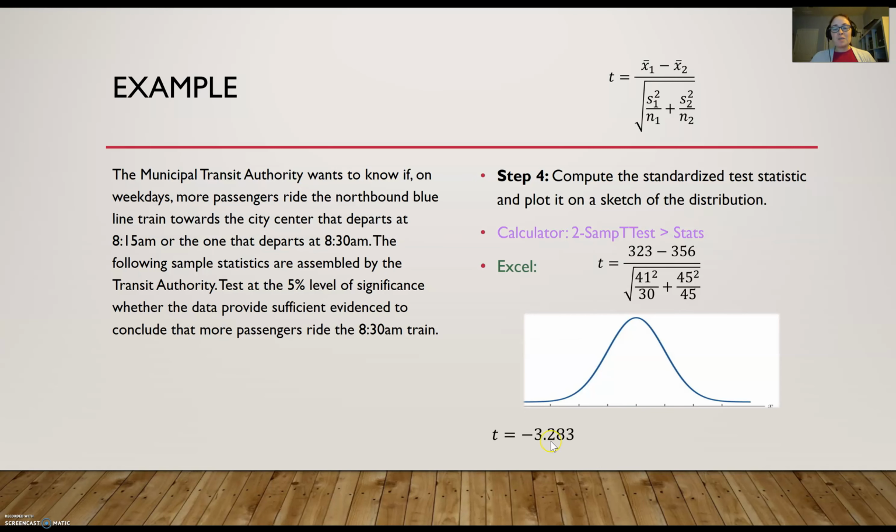So I got a t-score of negative 3.283 about. So that puts us on my curve right here, right about there. And mu1 was less than mu2, so this is a left tail p-value that I'm looking for. So I want that area to the left of this. On my graphing calculator, I've already got it. On Excel, I'm going to have to do some more work.